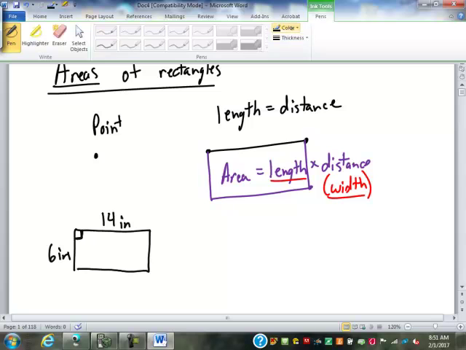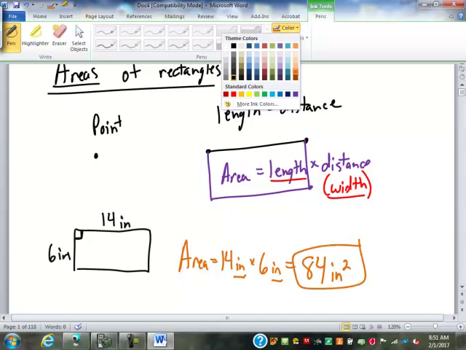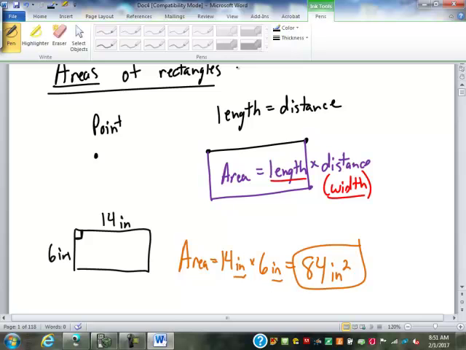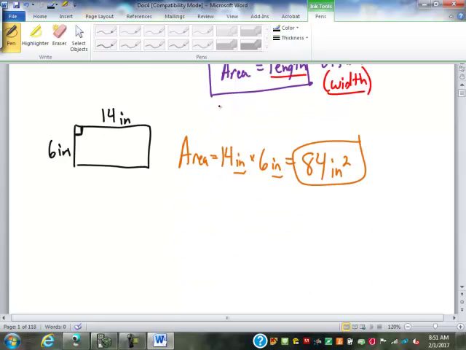So to find the area of this, it is the 14 inches times the 6 inches. Now, if you recall, we multiply the counts. 14 times 6, which is 84. But we also multiply the names. Inches times inches, inches squared, or square inches. Now, we're not going to stick with things quite that simple. Oh, that's easy. Of course.